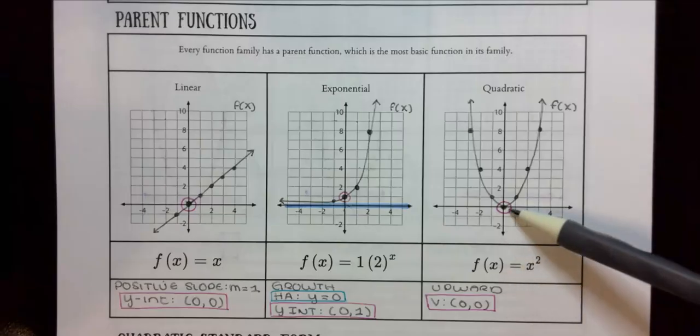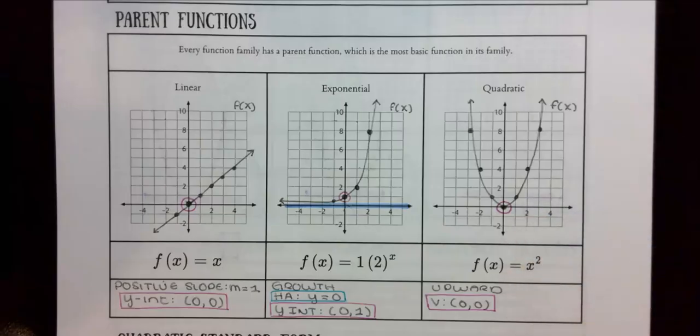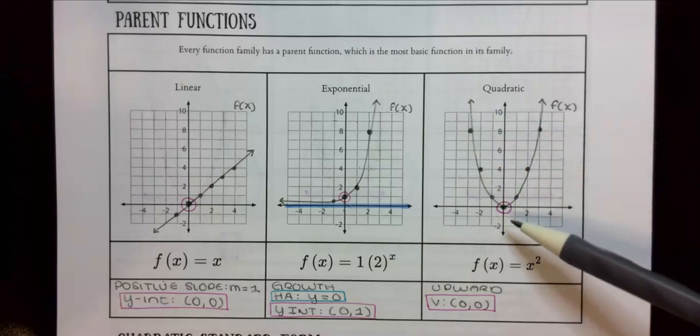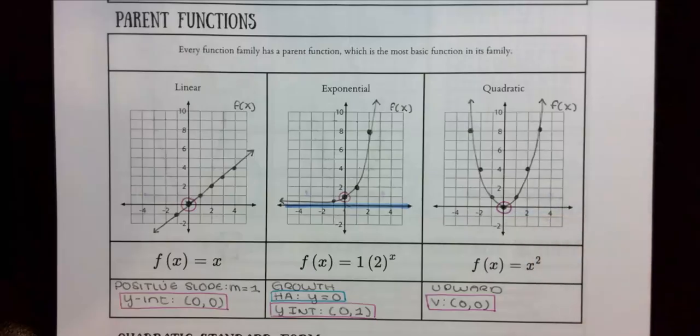We also can see that our vertex, which is the point in the middle of our quadratic or our parabola, is either the highest or the lowest point on this graph. Our vertex goes through (0, 0). Okay, so this is what we're going to be talking about. This is what we're going to compare to every single one of our transformations in Algebra 1.